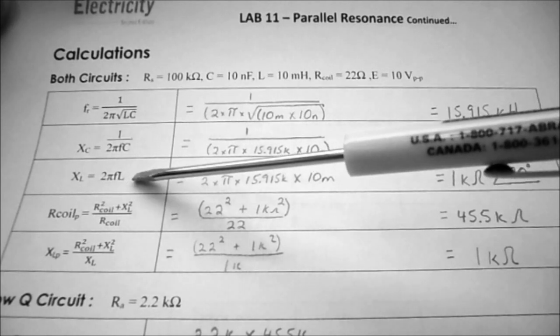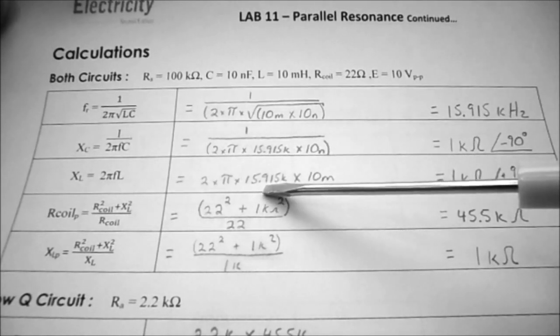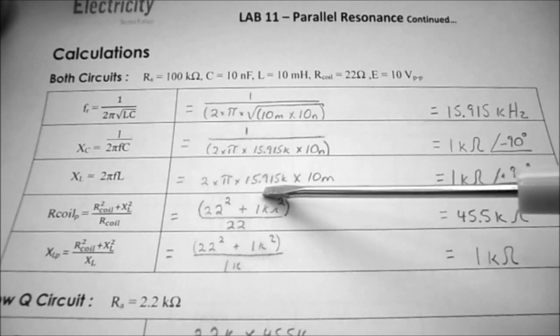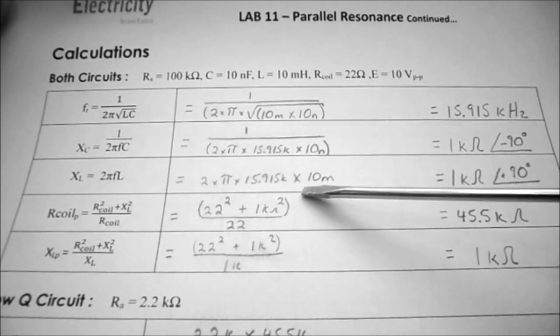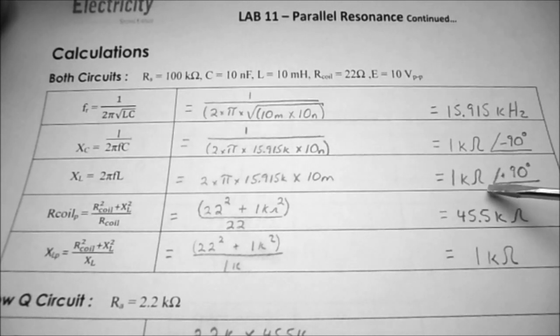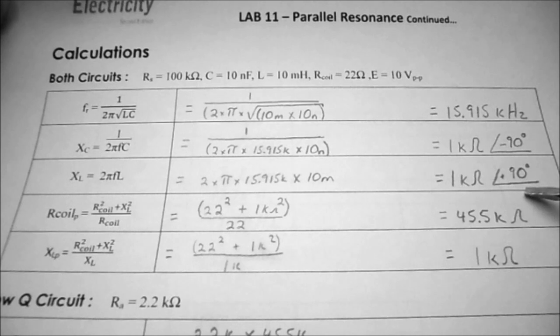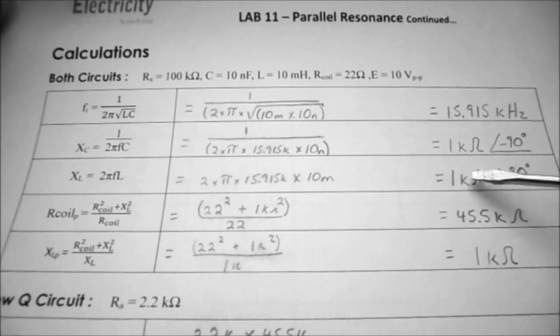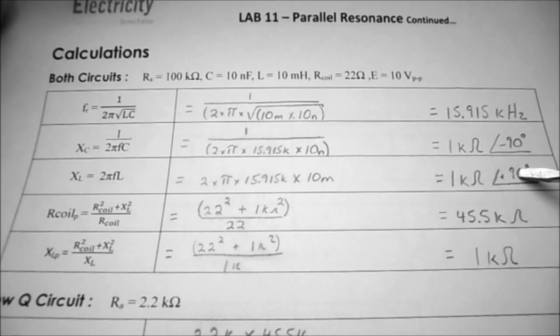XL is equal to 2 pi FL, which is equal to 2 pi times the resonant frequency of 15.9 kilohertz times the 10 millihenries, and that works out to 1 kΩ at an angle of plus 90 degrees. So you can see XC and XL are equal in magnitude and opposite in phase angle.